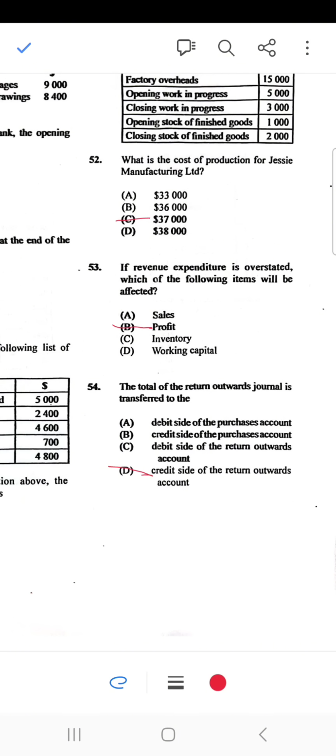What I do, I use an acronym called PRIDE. PRIDE stands for purchases, return inwards, drawings, and expenses. They are always debited. All other accounts, not accounting for assets, liabilities, and capital, are always credited, and that includes return outwards.